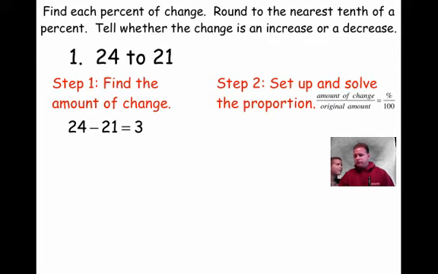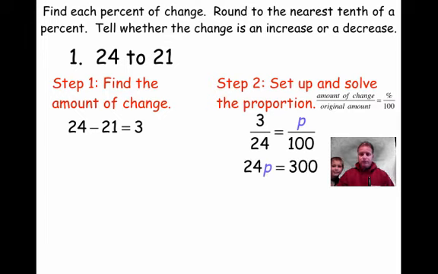All right, so what was our original amount? 24. Very good. It's always the first number. And then the amount of change is what we just did. So we have 3 over 24 is equal to P over 100. We're going to cross multiply here. 3 times 100 is 300. 24 times P is 24P. We then divide by the number next to the variable. So we divide both sides by 24.